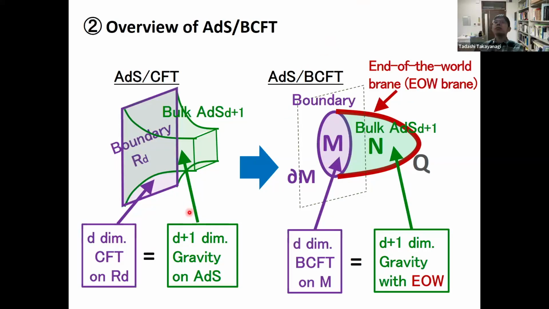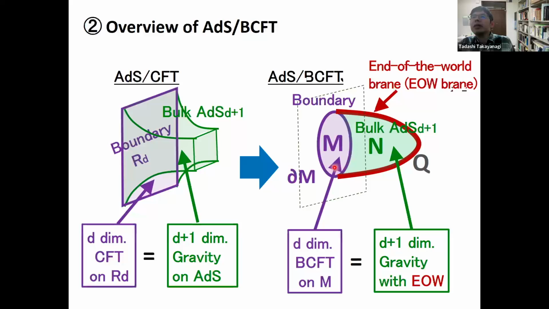Okay, so let me talk about AdS/BCFT. I explained AdS/CFT in the first lecture. So B is a boundary. Here is a heuristic picture. BCFT means some conformal field theory lives on a space with boundary. Like this, M is a spacetime where the conformal field theory lives. So this has a boundary. M and the boundary is ∂M. This is a boundary.